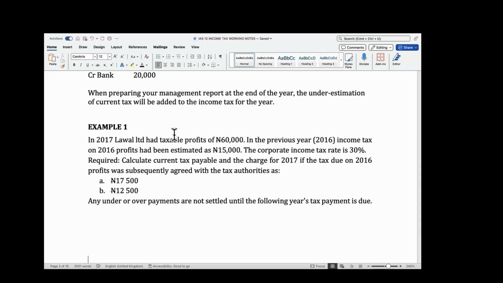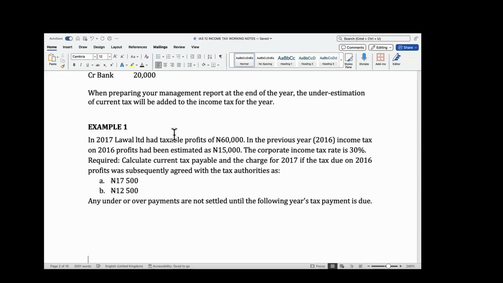In 2017, Lawa Limited had taxable profits of 60,000 naira. In the previous year, 2016, income tax on 2016 profits had been estimated as 15,000 naira. The corporate income tax rate is 30%. Required, calculate current tax payable and the charge for 2017. If the tax due on 2016 profits was subsequently agreed with the tax authorities as A. 17,500 naira, B. 12,500 naira. Any under or overpayments are not settled until the following year's tax payments is due.